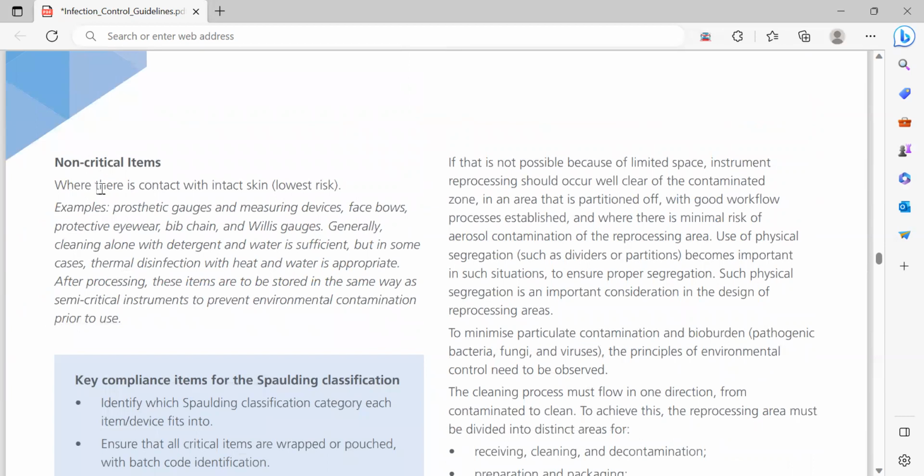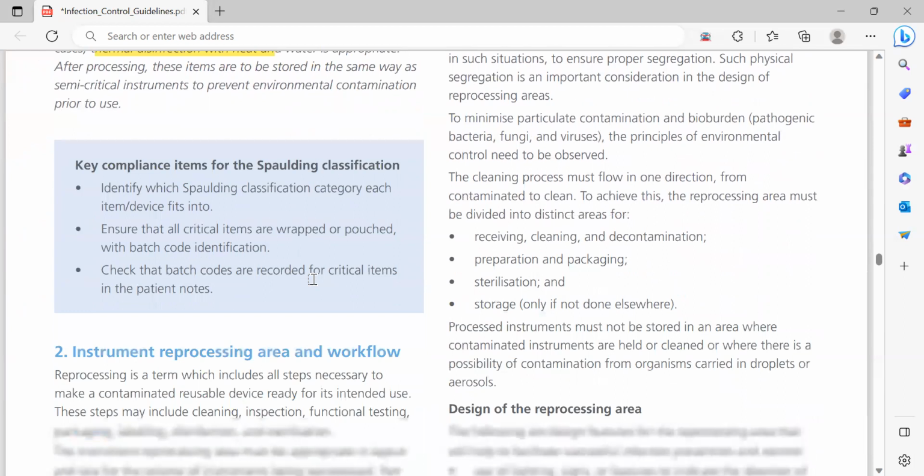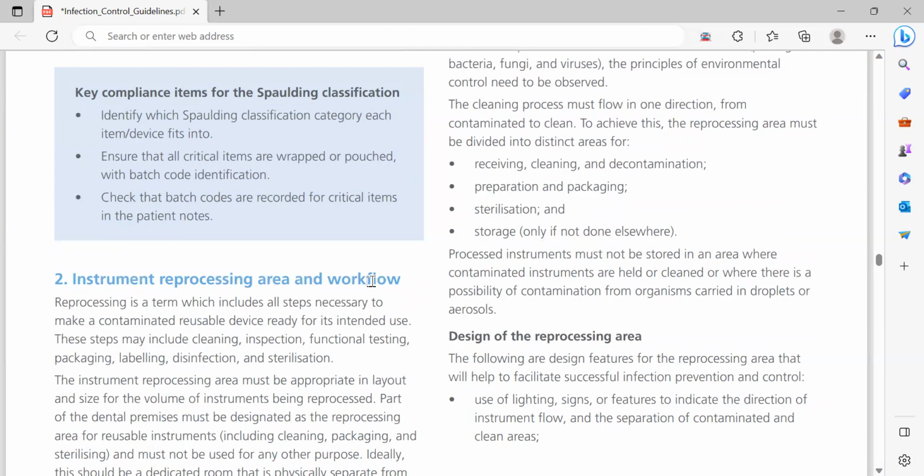Okay, then the non-critical items. Non-critical items would include prosthetic gauges, measuring devices, face bows, eyewear, bib chains, Willis gauges. These generally need cleaning alone with detergent, like detergent wipes. You can just wipe them, and water is sufficient, but in some cases there may be some need for thermal disinfection with heat and water.